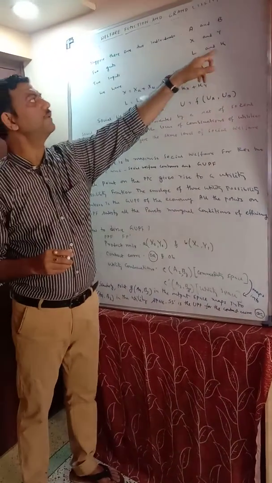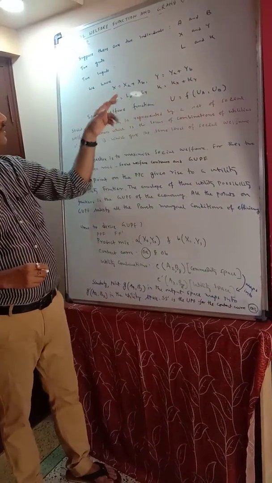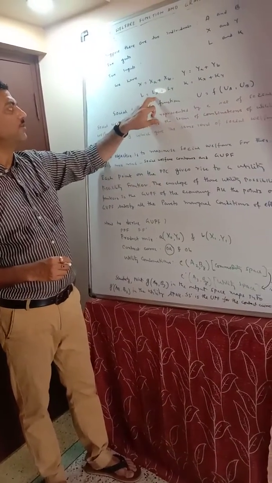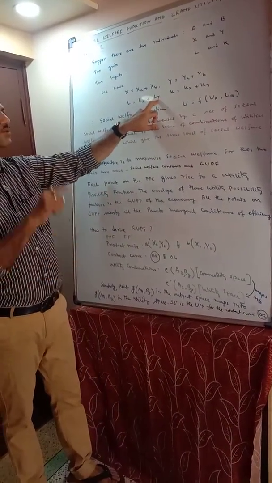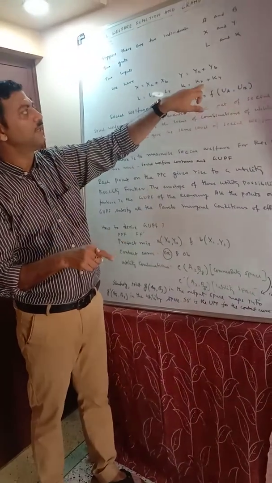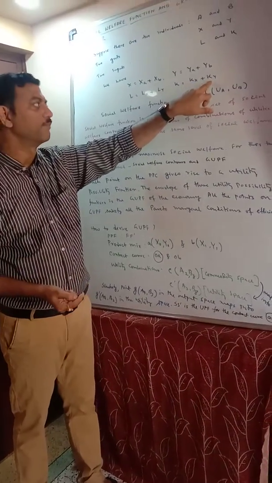Similarly, the total labor input is distributed among the X industry and the Y industry. That is L equal to Lx plus Ly. Lx is the amount of labor that goes to industry X, Ly is the amount of labor that goes to industry Y. Similarly, capital is distributed among the two industries X and Y. Kx is the amount of capital that goes to industry X, and Ky is the amount of capital that goes to industry Y.